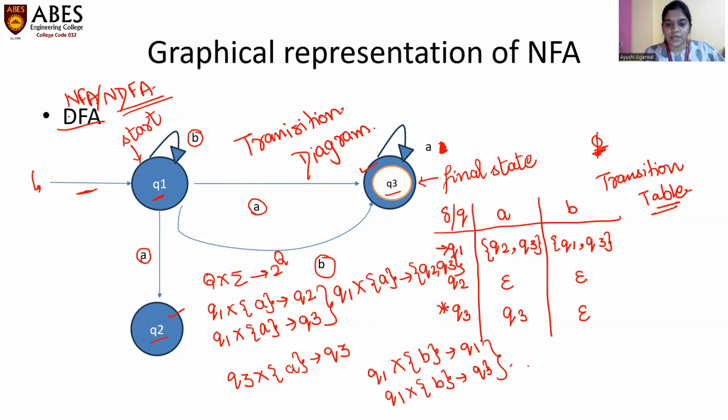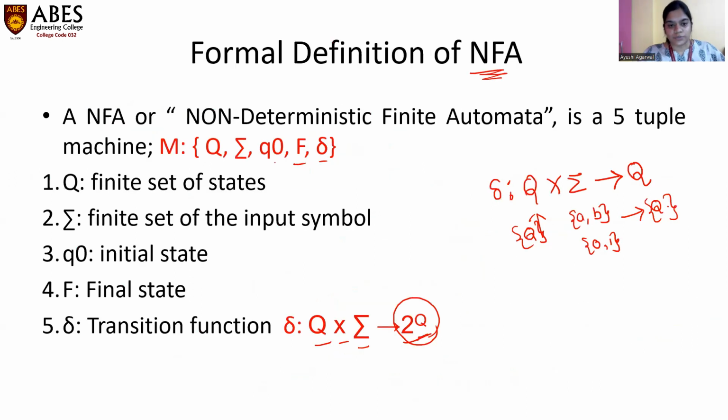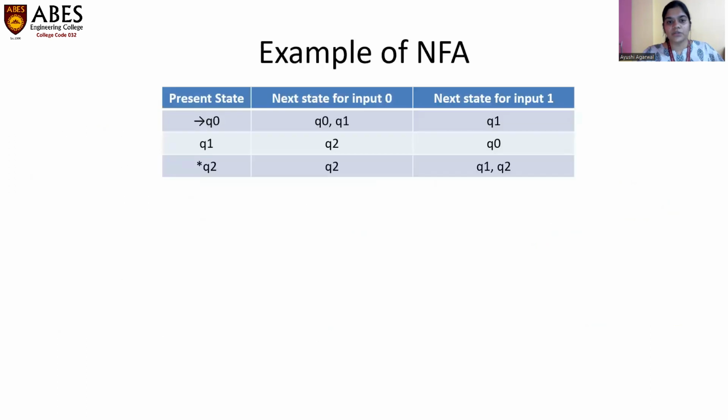Now together we can write and compile it as Q1 with the input character B moving to two states, Q1 and Q3. So that is how we can write a transition function for an NFA diagram structure. So that's a formal definition for NFA. Now let's study some questions based on NFA.